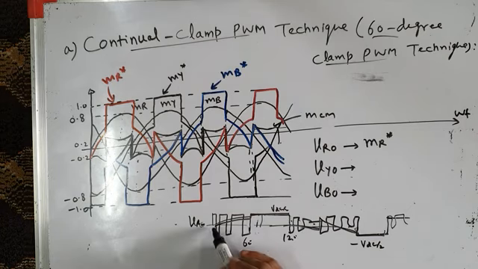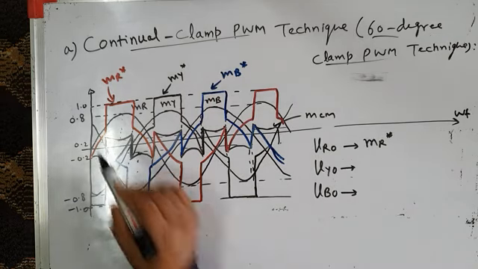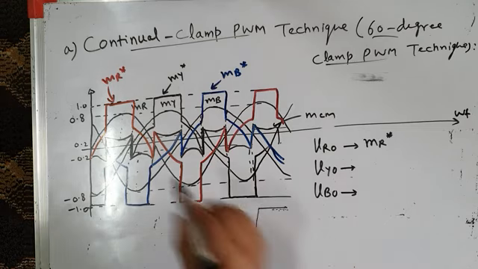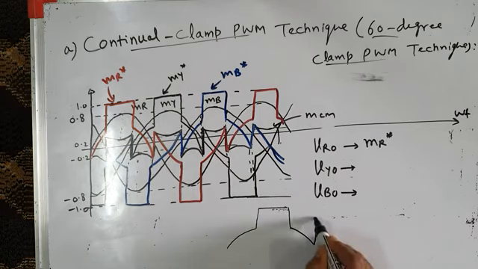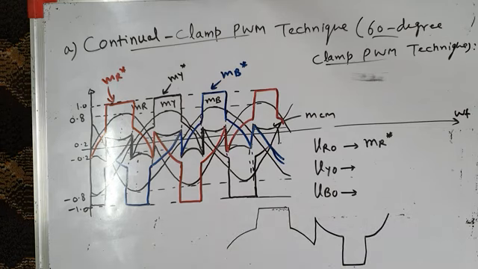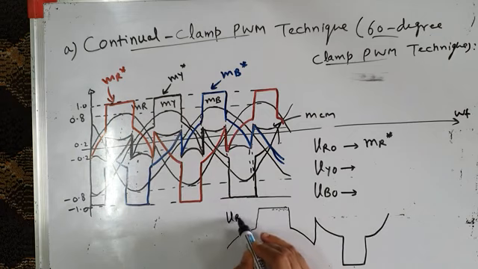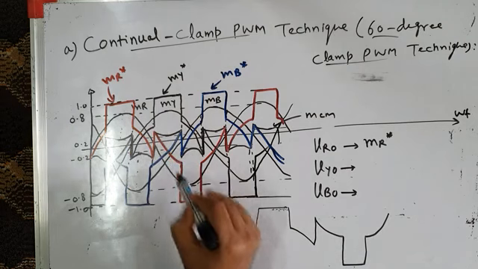And if you find the instantaneous average value of this pole voltage, it will have the same pattern as MR star. So it will be rising like this. Then over the 60 degree interval, that's 60 to 120 degrees, the instantaneous average value will be equal to VDC by 2. Then it will come down like this. It will follow the same pattern, and that's it. So MR star, this is the instantaneous average value of pole voltage VRO. It will have the same shape as MR star.